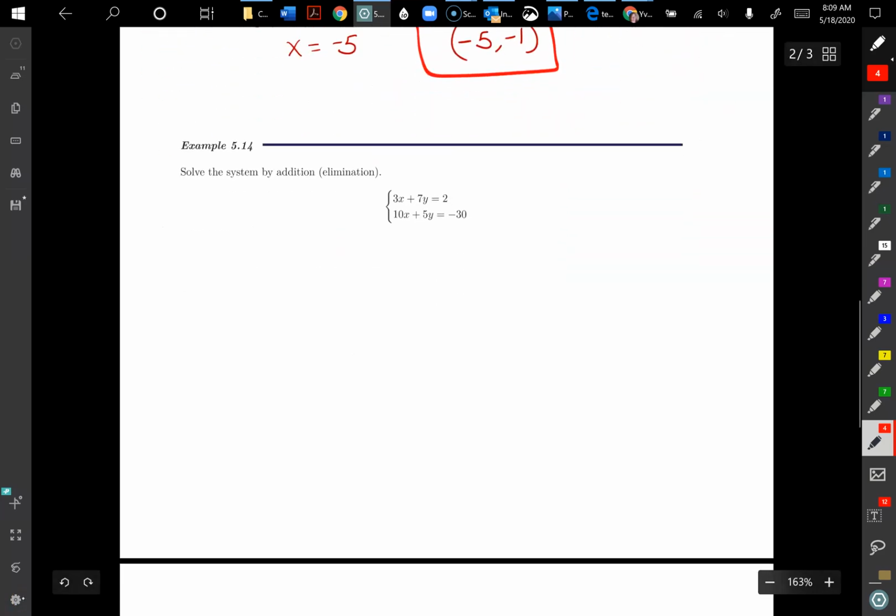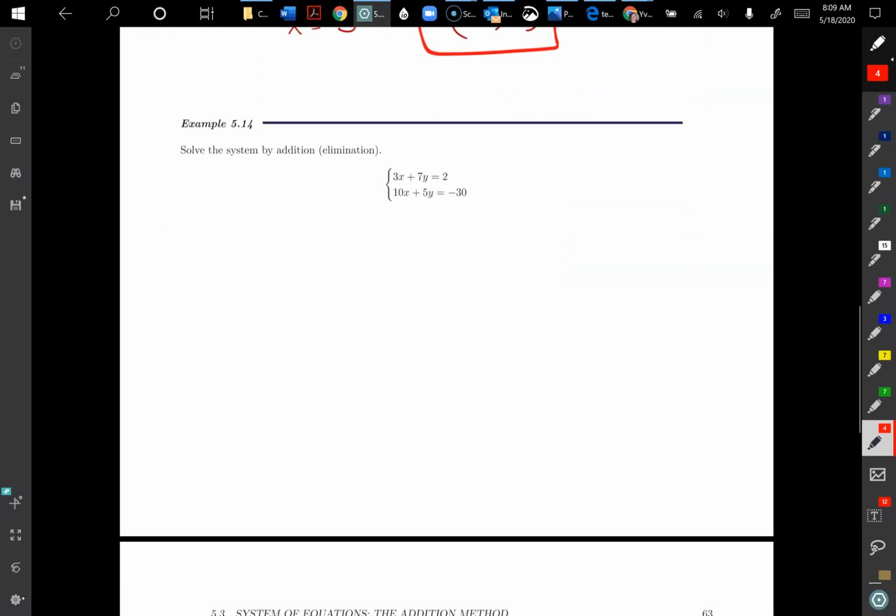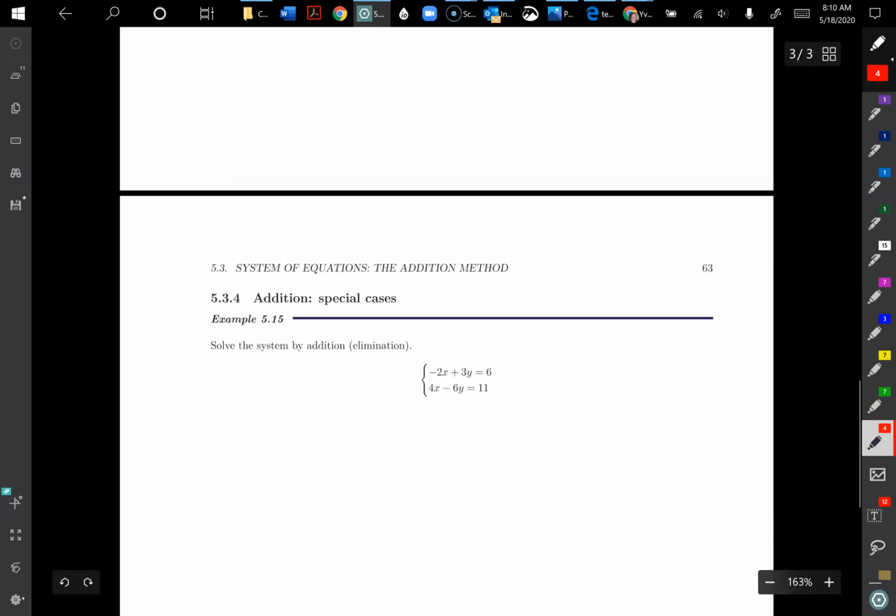All right, so we have example 514, solve the system by addition, and in parentheses we always put elimination. It's often called that as well. So we have the system 3x plus 7y equals 2, and we have 10x plus 5y equals negative 30. So this one I want you to pause and do as classwork. Okay. Let's see the next one.